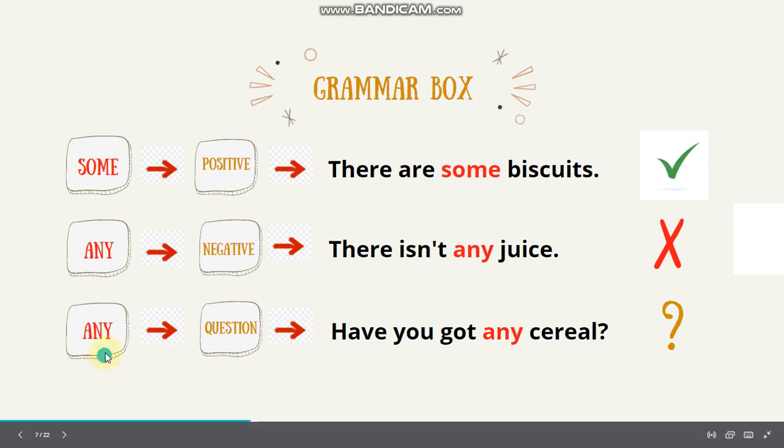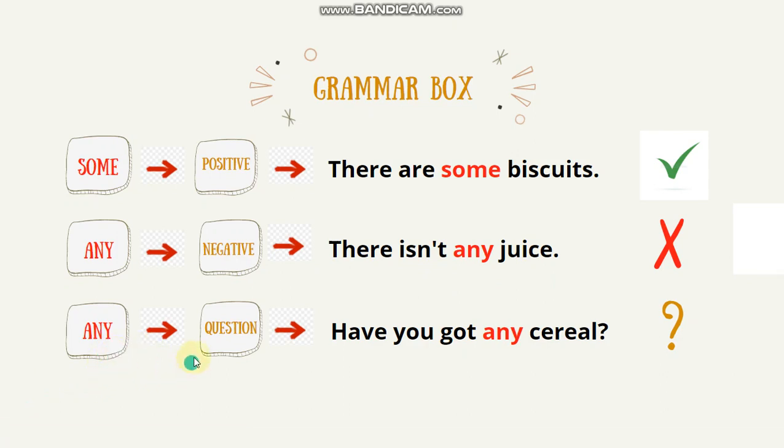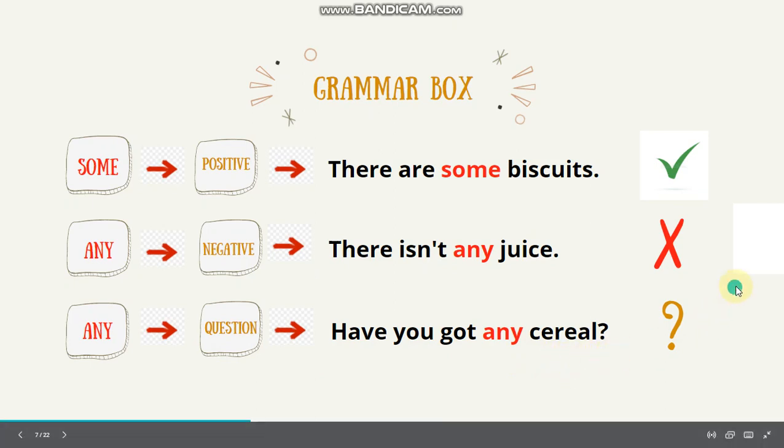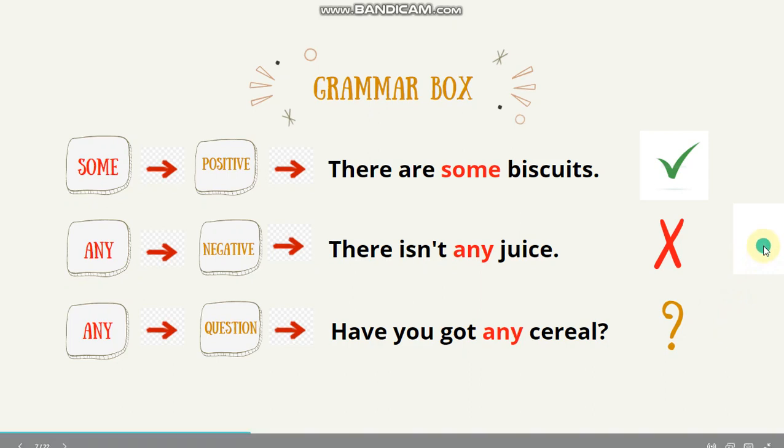Next, any number 2. The second any is used when we ask questions. For example, have you got any cereal? Is there any juice? Okay, we use any for question. We will practice more in the lesson.